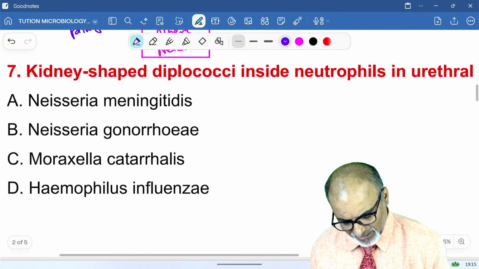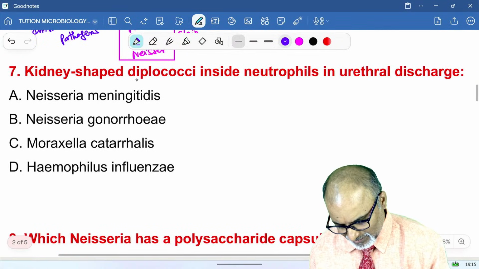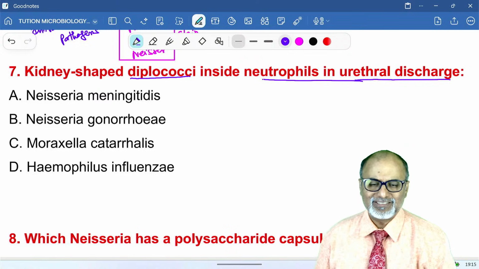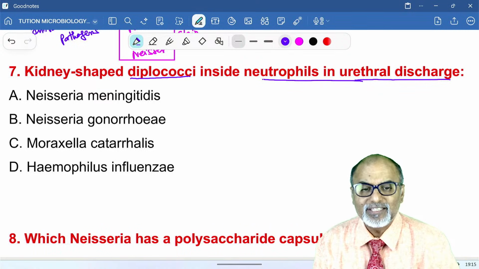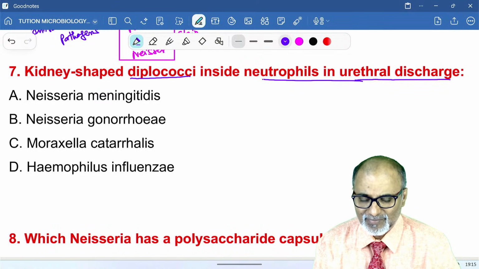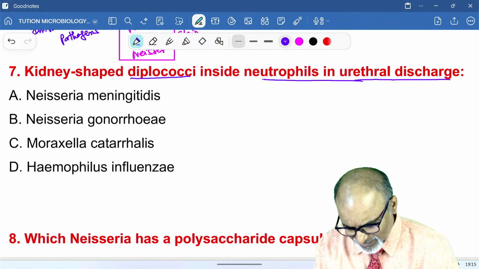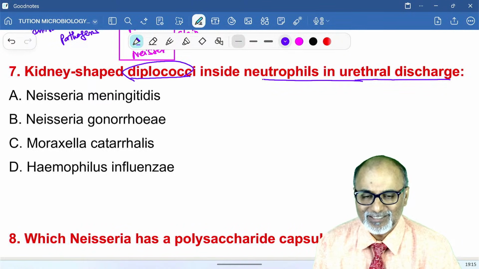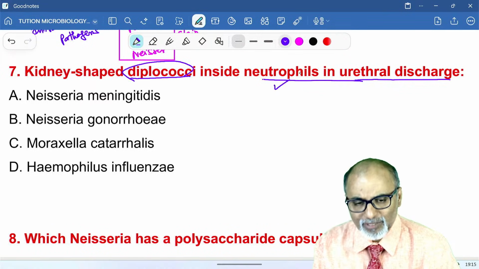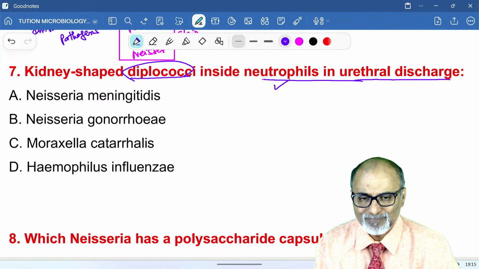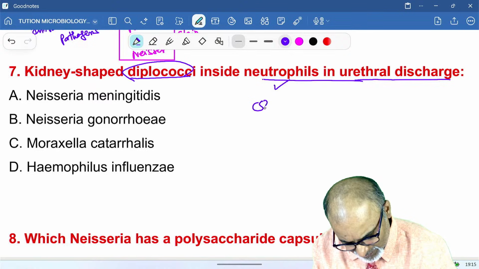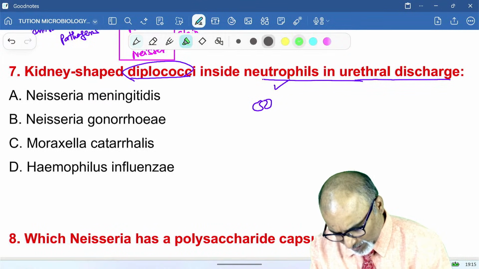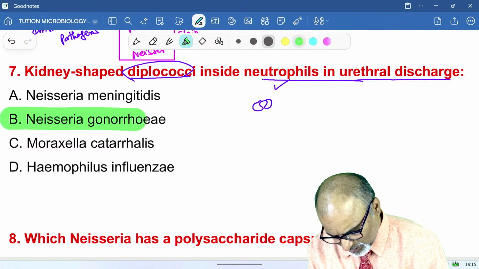Next is kidney-shaped diplococci inside neutrophils in urethral discharge. That's all, it's a beautiful clue. Urethral discharge and kidney-shaped diplococci, usually gram-negative. Inside the polymorphonuclear cells, inside the pus cells, you are getting kidney-shaped gram-negative cocci. The condition is called gonorrhea. This is Neisseria gonorrhoeae.